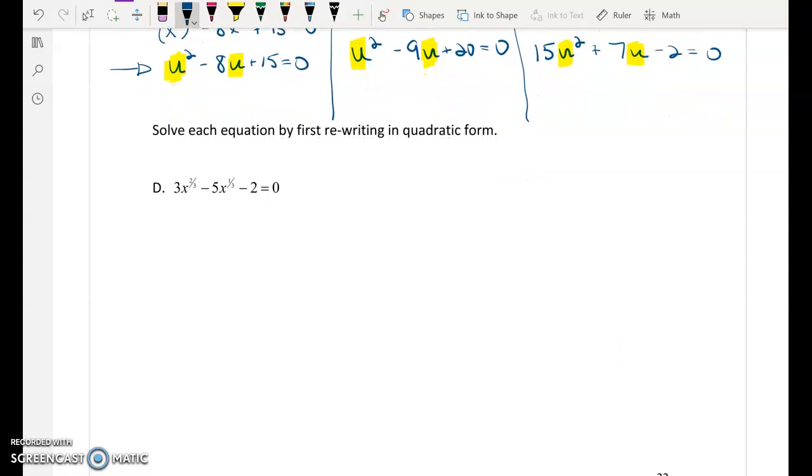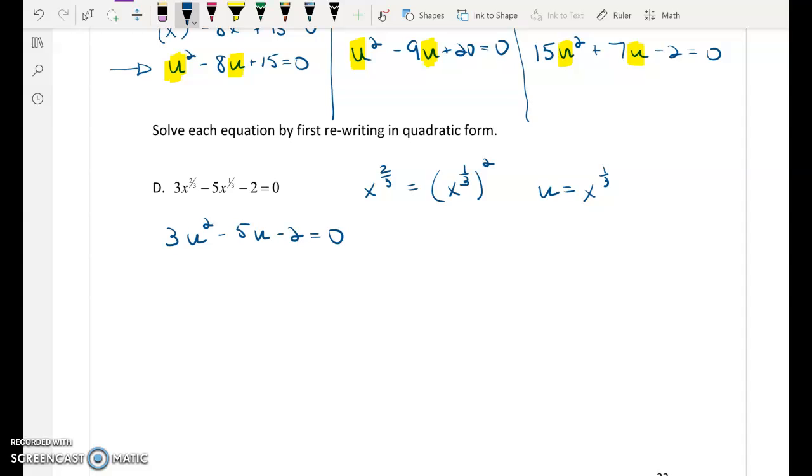If we look at this one here, we're dealing with this weird thing of x to the 2/3. Well, if we rewrite that as something squared, it needs to be x to the 1/3 squared to get x to the 2/3. So we're going to let u replace x to the 1/3, and then we can rewrite this. So this is going to become 3u squared minus 5u minus 2 equals 0.